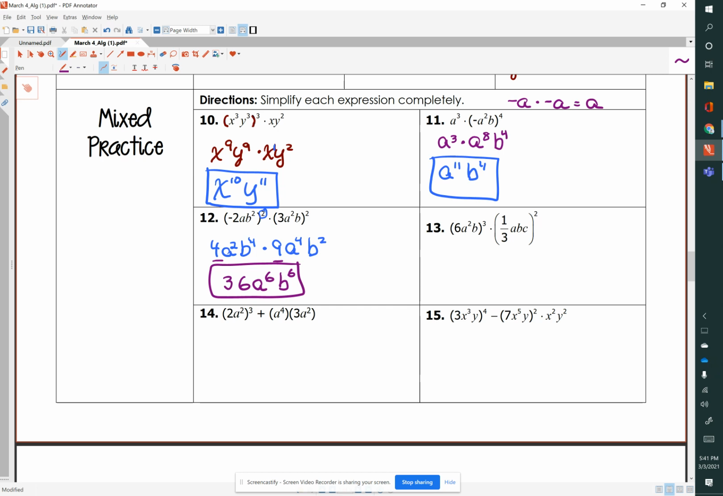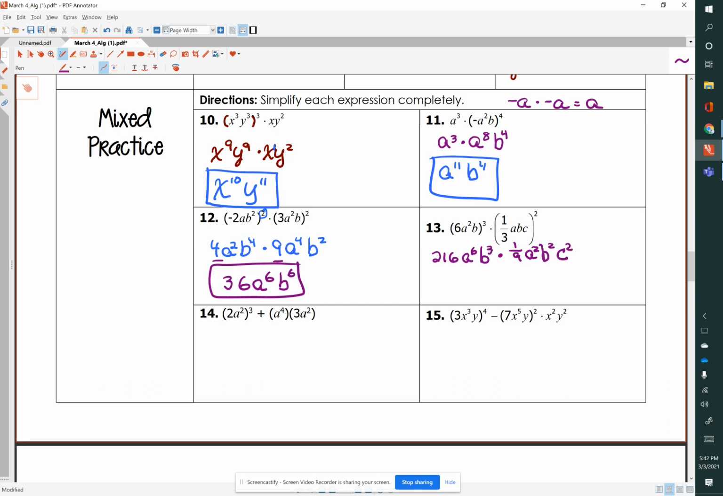Number 13. So let's start with the first expression, 6a squared b raised to the third power. So that would be 6 times 6 times 6, which is 216. A, 2 times 3 is 6. B, 1 times 3 is 3. Times, now 1/3 times 1/3 is 1/9. And a squared, b squared, c squared.